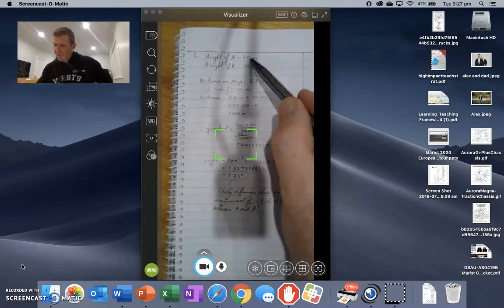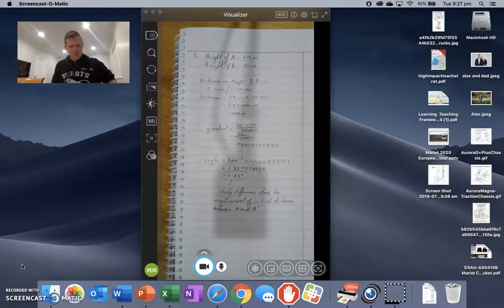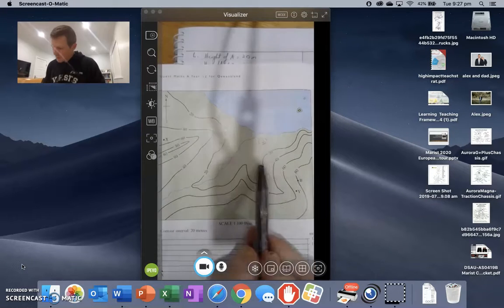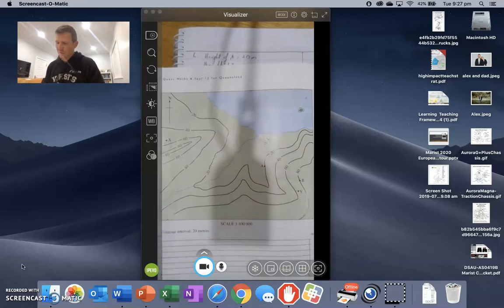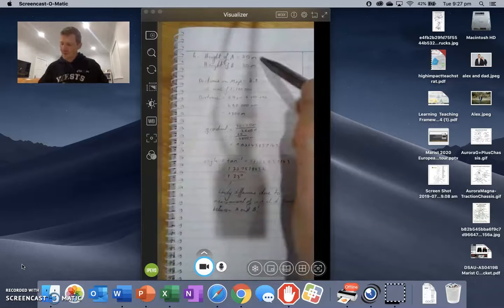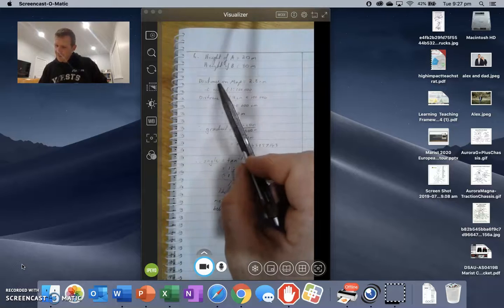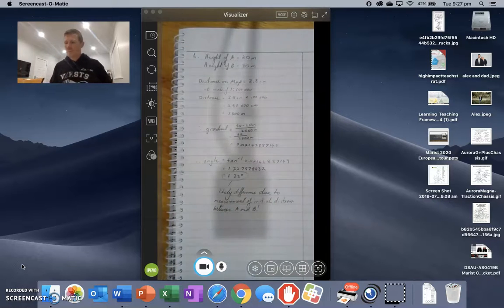Okay, so the height of A, as we can see based on the contour lines here, is A is on 20 and B is on 80. Okay, so I haven't written it there, but there's a difference of 60 meters. Okay, and then we have to work out the distance between the two.